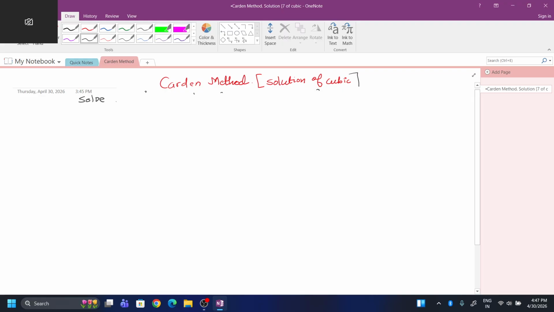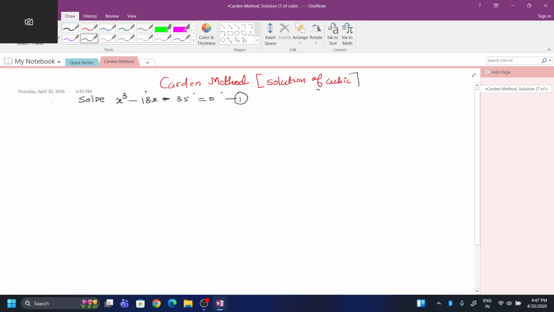Solve the cubic equation x cube minus 18x minus 35 is equal to 0. Say it is your equation number 1. Now, this equation is incomplete. Why is it incomplete? Because the coefficient of x square is absent in this example.